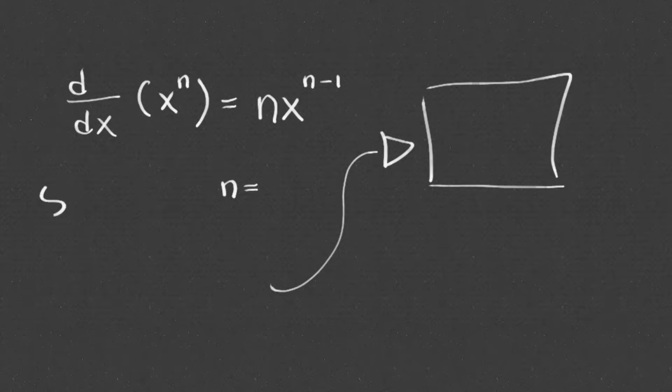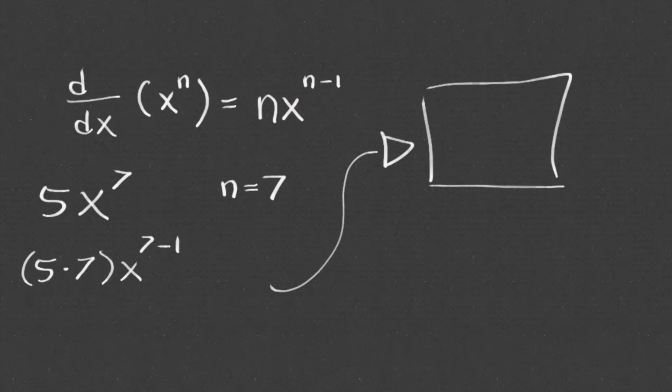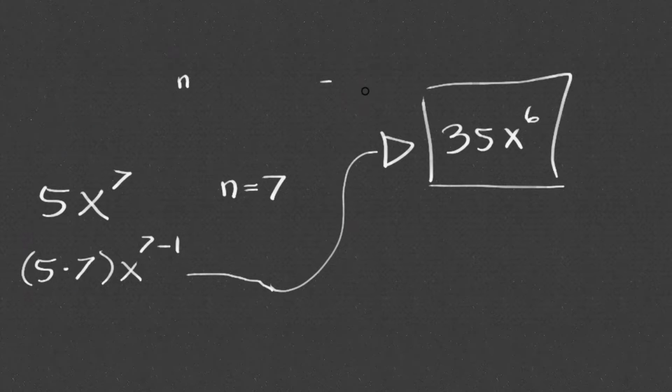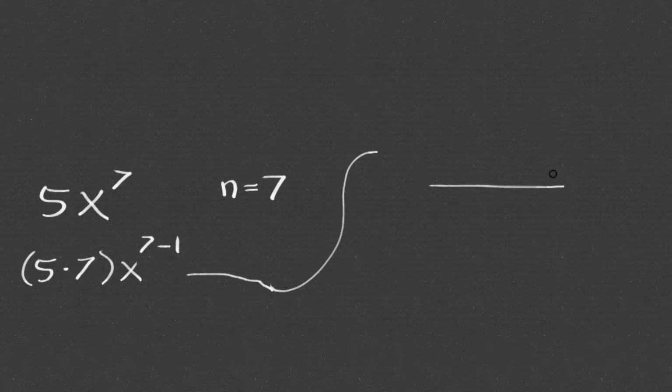Let's have another example. 5x raised to 7. So the n is 7. Therefore, 5 multiplied by 7 times x raised to n minus 1. Therefore, the answer is 35x raised to the 6th power. So this time, let's try some bigger examples to further enhance our learning.